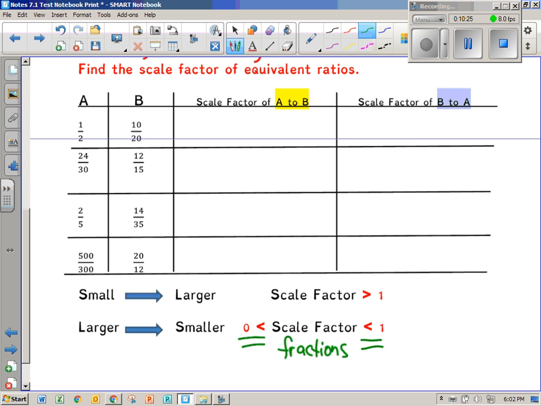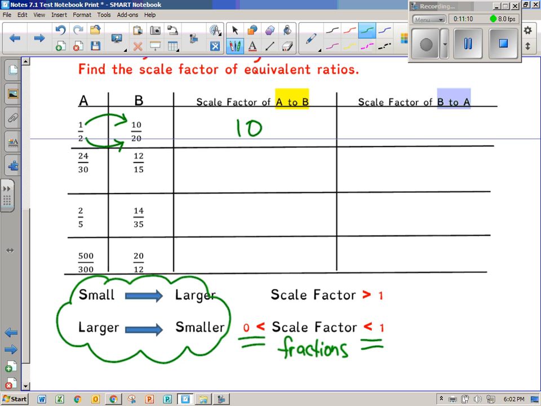Not greater than 1. So we're going to write the scale factor for each of these going both directions, like from A to B and then from B to A. So we can kind of get these stacks down here kind of straight as to which way it is. Excuse me. So let's start with the first one. Let's just do the whole A to B column first, and I'll show you a trick to getting it the other way. So if I'm going from A to B here, think, what is happening to top and bottom? Well, we're multiplying by 10, so the scale factor is 10.